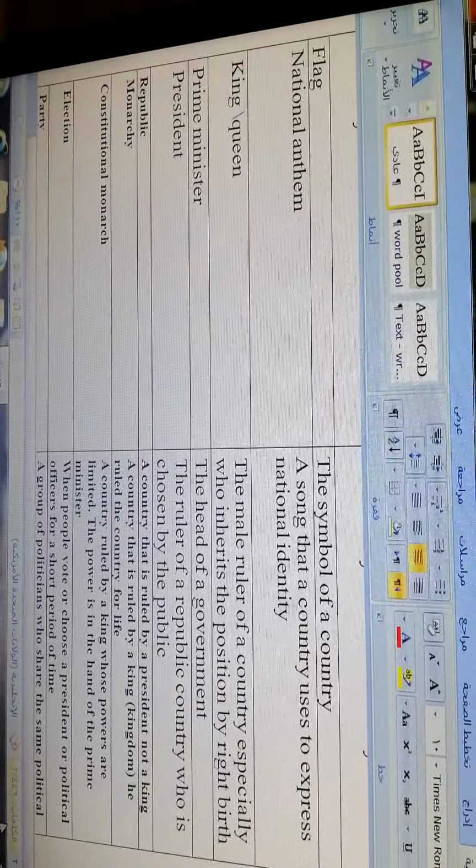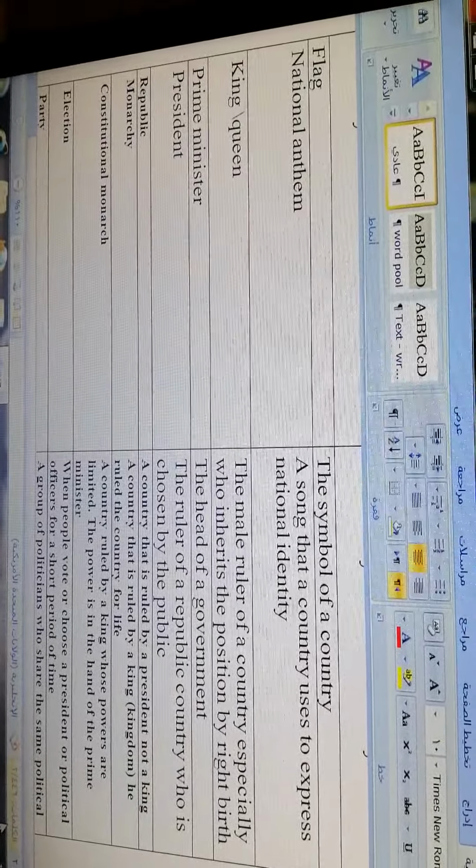We have king, queen, prince and princess. Of course these are in the kingdom or monarchy. And the system of government is inherited from the king to the prince and then to his children. And they actually rule the country for life, okay, forever until they die. We have also president. President is chosen by the people, by the public. He does not inherit the position by birth, but he is chosen by the public. People choose him to be their ruler, president.